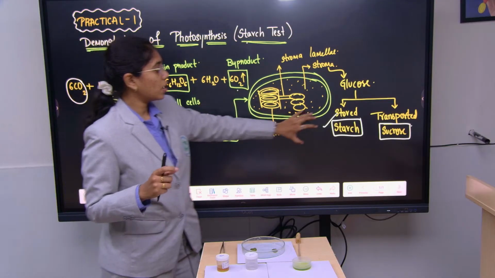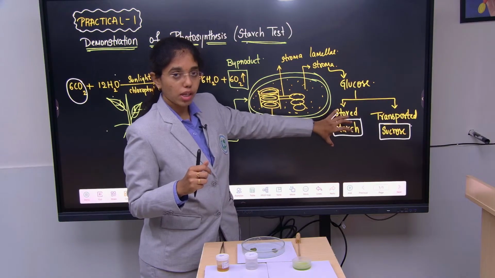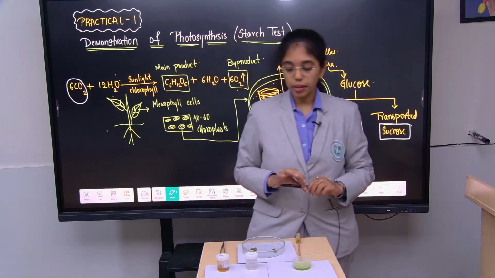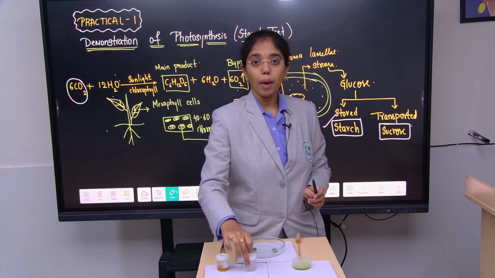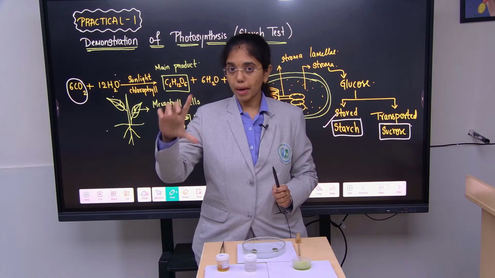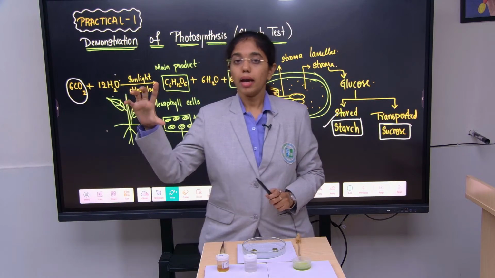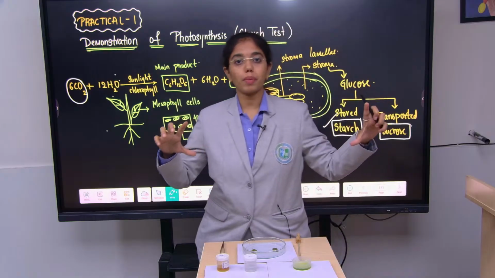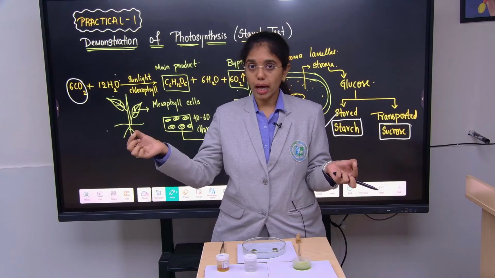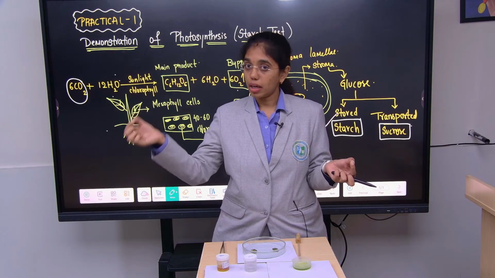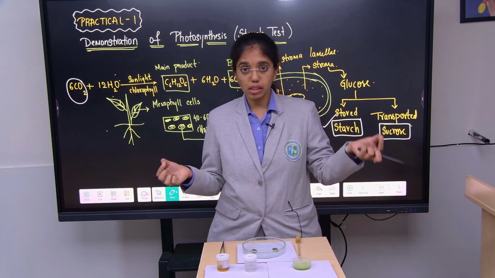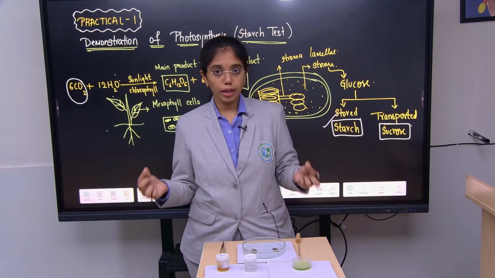Got it? So glucose will be stored in the form of starch, and now we are going to perform the starch test. For this, what are the requirements we need? We need ethanol, a beaker, a test tube and a leaf. A plant which is placed in the dark for a couple of days, and a plant which is present under the sunlight as usual. You need to pluck 2 leaves, one from the dark plant and one from the plant under the sunlight as usual.